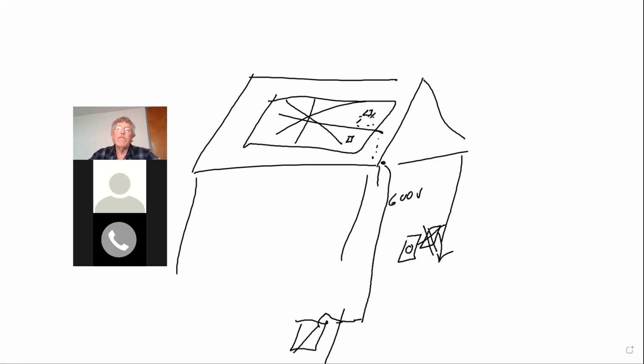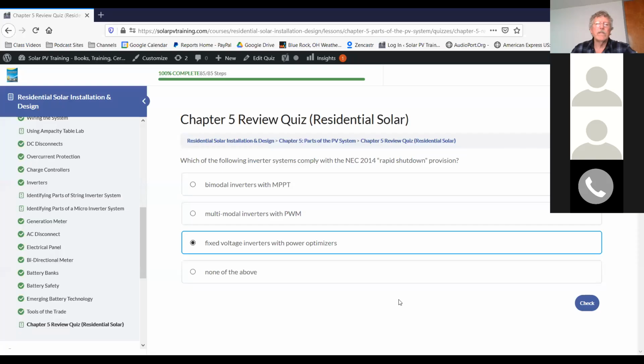Although they could have, and they did early days, put a disconnecting combiner box. But the better solution is to put some sort of electronic device and have your rapid shutdown built into the panel. So that's what rapid shutdown is all about. It's a life safety issue for the firefighters, for first responders. That's really what that was all about.